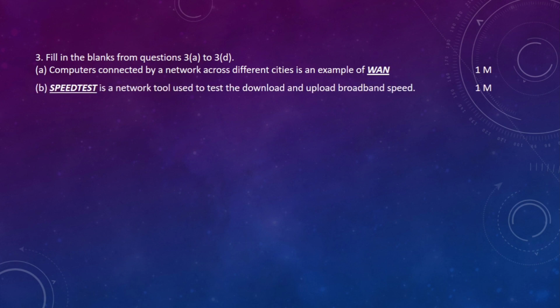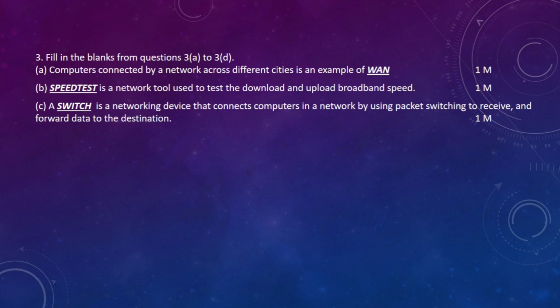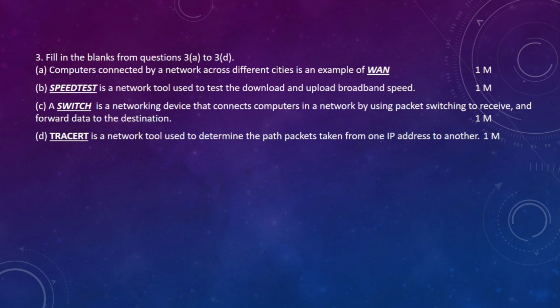Then speed test is a network tool used to test the download and upload broadband speed. A switch is a networking device that connects computers in a network by using packet switching to receive and forward data to the destination. And trace RT or trace route, it is a network tool which is used to determine the path taken by the packets from one IP address to another one.